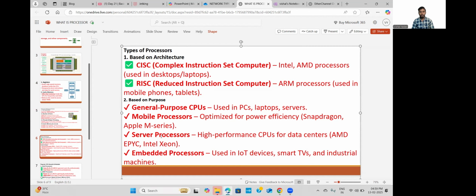And server processors: high performance CPUs for data centers, AMD EPYC and Intel Xeon. And embedded processors used in IoT, Internet of Things devices, smart TVs, and industrial machines.